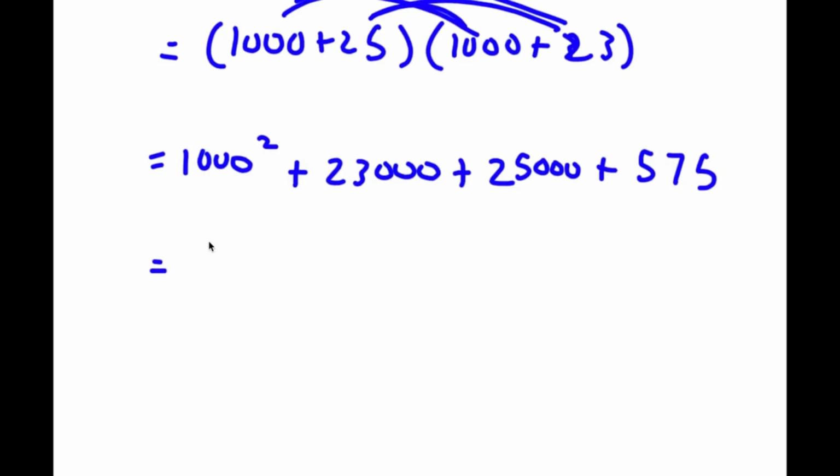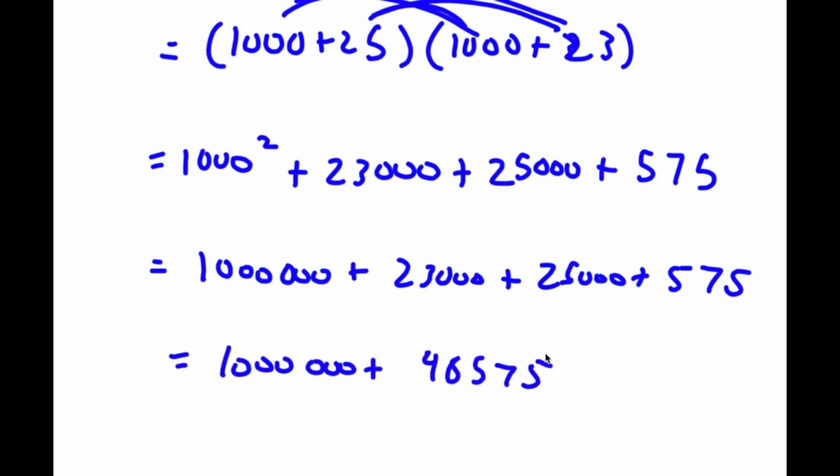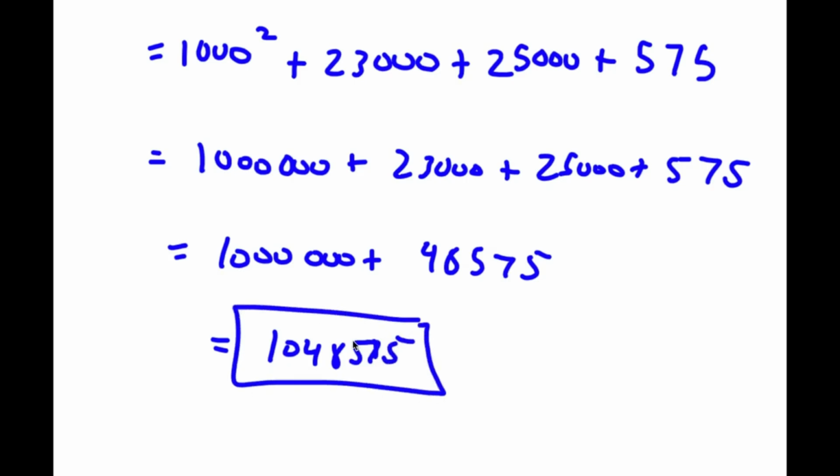So now 1000 squared, that's equal to 1 million. So now I have 1 million plus 23,000 plus 25,000 plus 575. Now 23,000 plus 25,000, that's going to equal 48,000. And 48,000 plus 575 is 48,575. So now I have 1 million plus 48,575. And 1 million plus 48,575 is 1,048,575. So this is my answer.